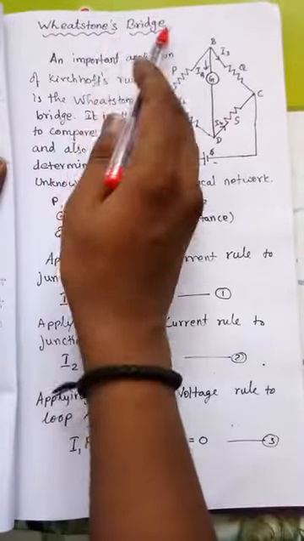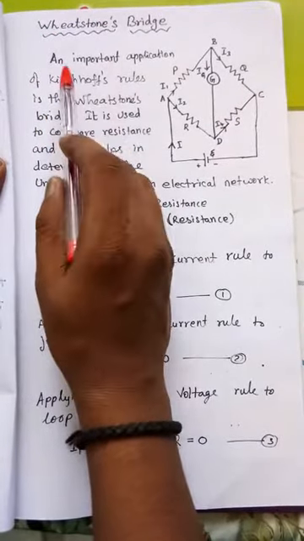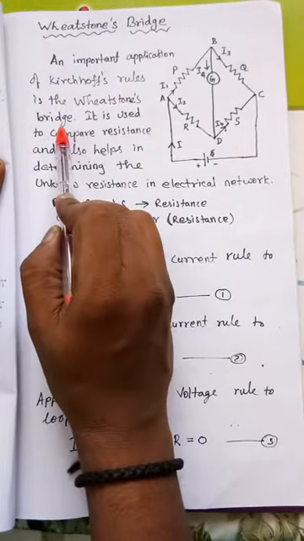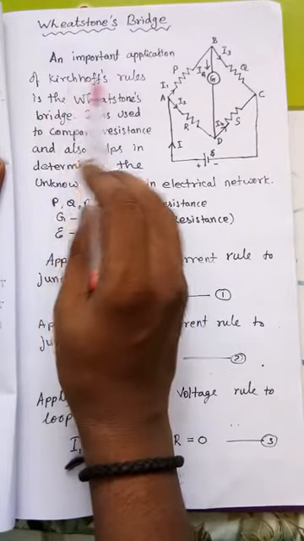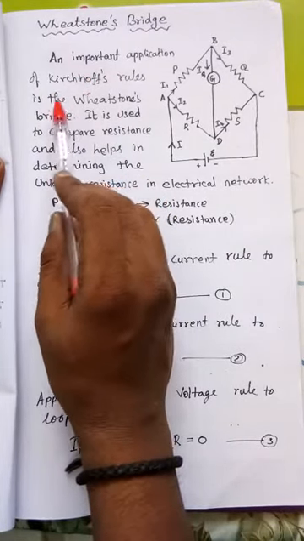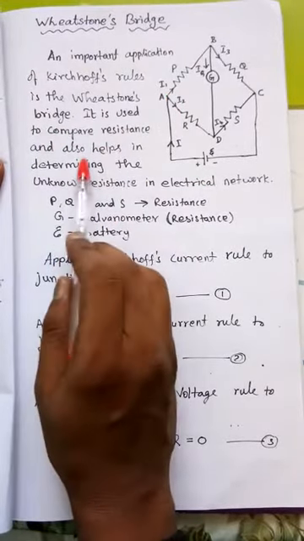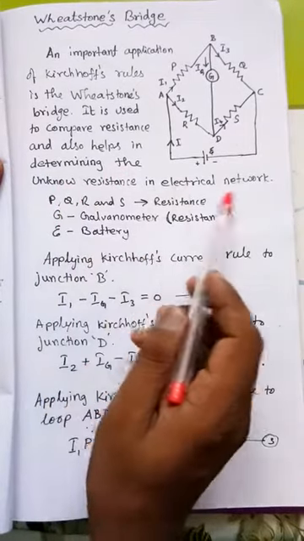Next question, Wheatstone bridge, a very important 5-mark question. An important application of Kirchhoff's rules is the Wheatstone bridge. Here we use the two Kirchhoff rules, which you already know, and we have to apply them in the Wheatstone bridge. It is used to compare resistances and also helps in determining the unknown resistance in an electrical network.